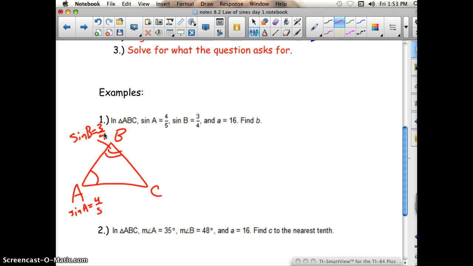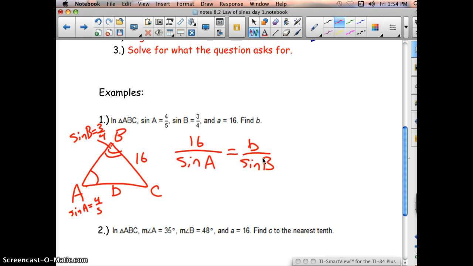And little a is 16. Again, that's across from angle A, so 16 goes there. They want me to find little b, which is this side right here. So what I'm going to do is set up a proportion when I use the law of sines. The information that I have is really angle, angle, and then this side, right? Angle, angle, side. So this would not be a case of the law of cosines, it'd be law of sines. And what I do is I take the side over the sine of the opposite angle, so sine of A. Right? It's going to equal little b over the sine of capital B.